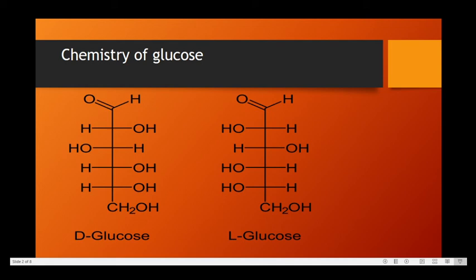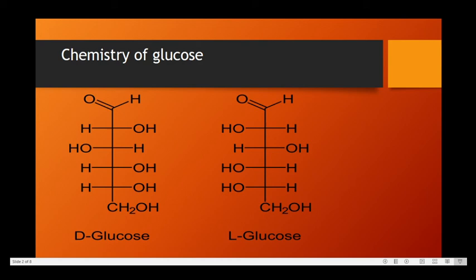Glucose molecules are optical isomers. D-glucose and L-glucose are optical isomers of each other. Optical isomer means optically active, which means they can rotate the plane polarized light. D-glucose can rotate the plane polarized light to the right hand side, and L-glucose can rotate the plane polarized light to the left hand side.